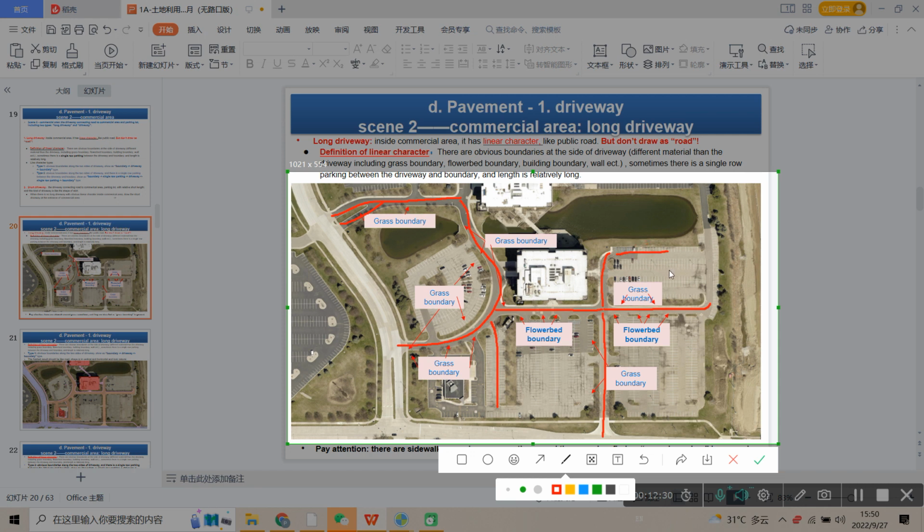However, we cannot draw the long driveway all the way to here. Why? It's because this is double row parking, right? So this cannot become the pattern of boundary, single row parking, driveway, single row parking, and boundary. So this is not a long driveway. Okay, so this is how the long driveway should fit into the definition of the linear character.